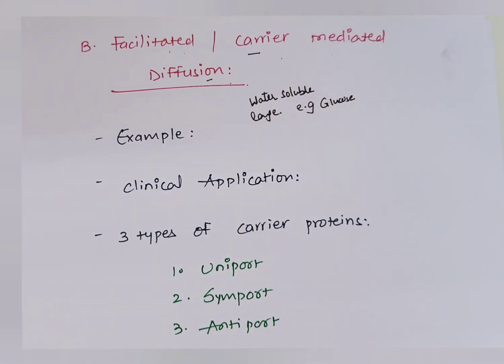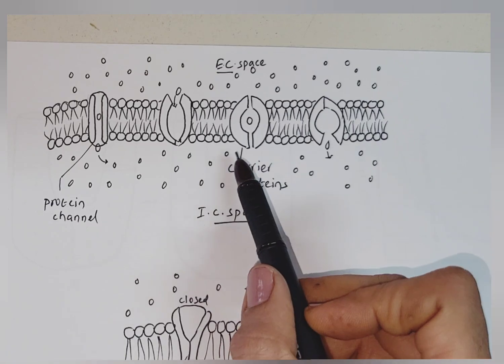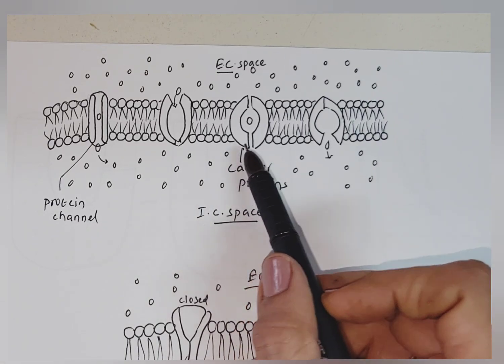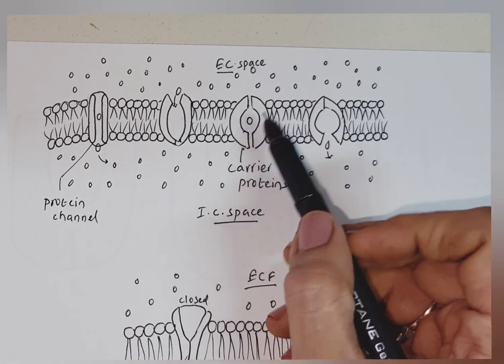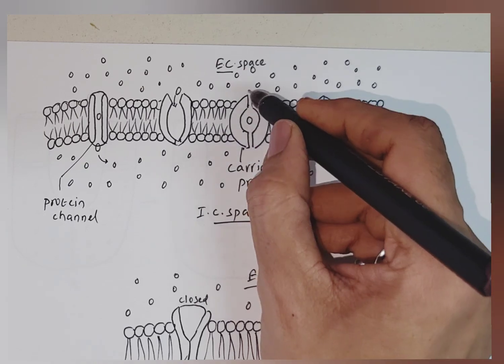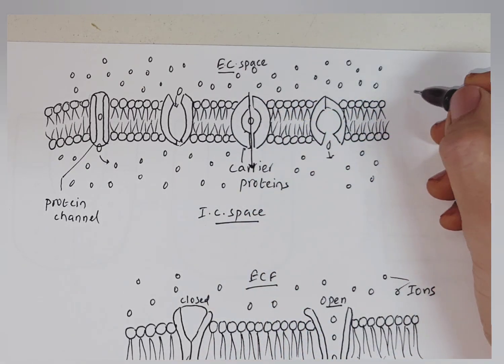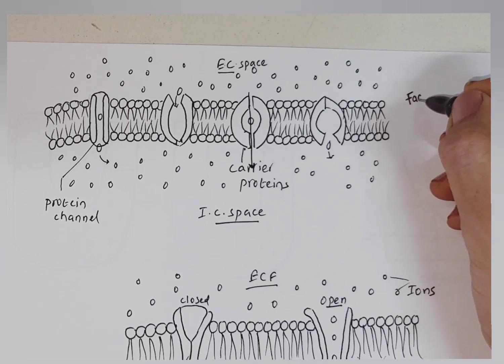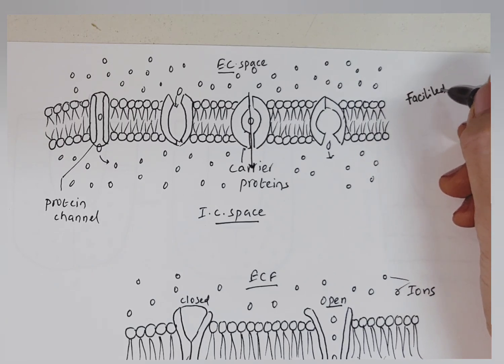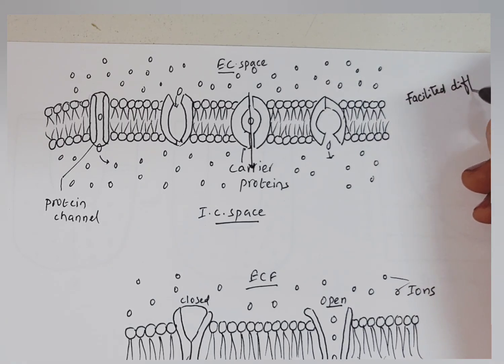I'll show you the example. You can see here, this is a carrier protein. When the substance binds with this carrier protein, then and only then can it enter inside the cell. Important here is, because it is diffusion, facilitated diffusion means from high to low.